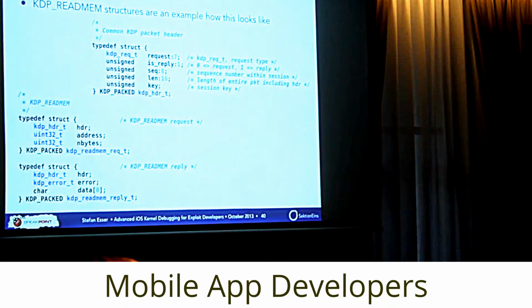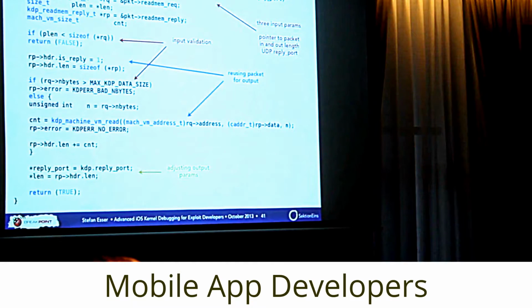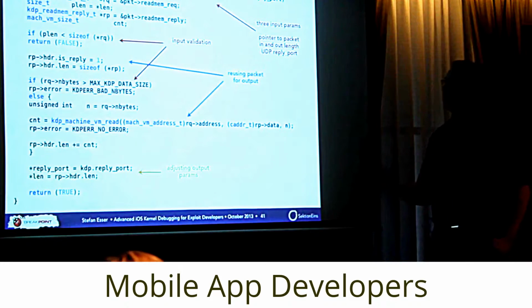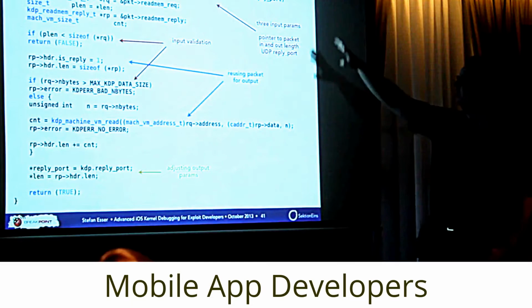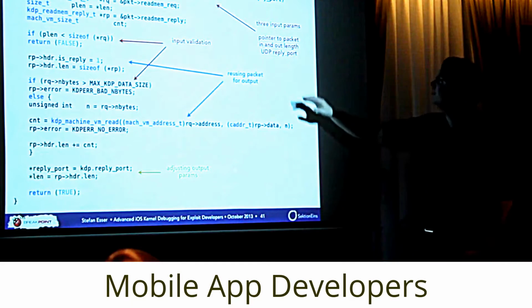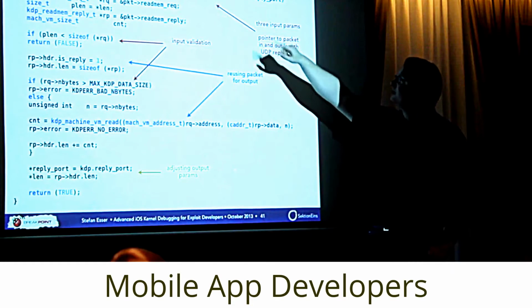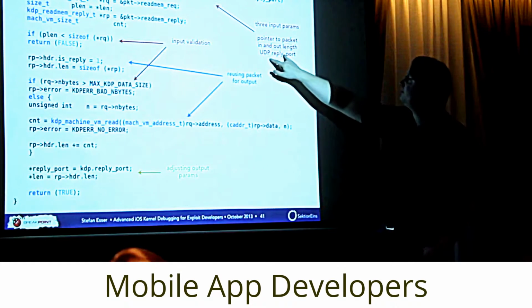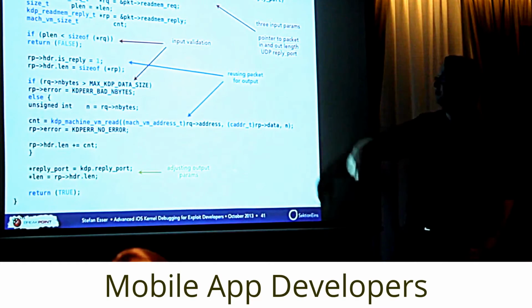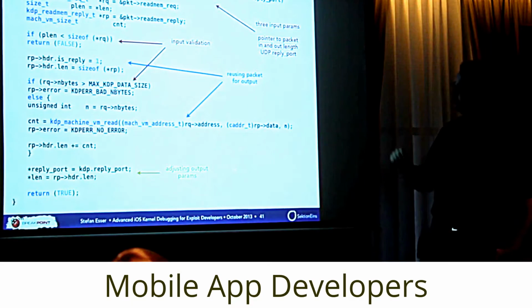And when you look into the implementation of this, this is the readmem function. So all these packet handlers look very much the same. They get three input parameters: the pointer to the actual packet data, an in and out length pointer, and the reply port, which is where the answer is supposed to be sent to.